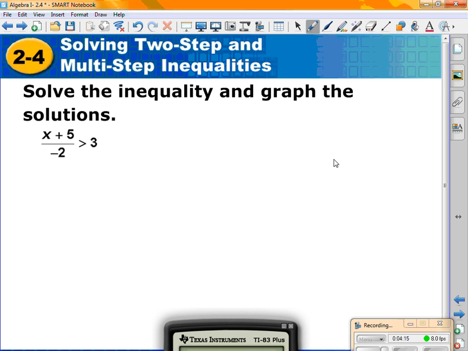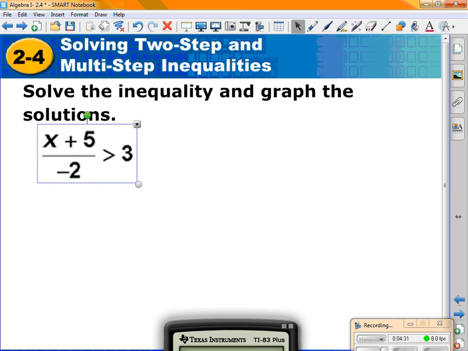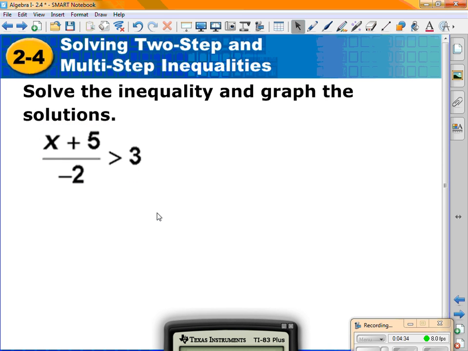A lot of people see these problems and say, I can't do this, automatically, just because you see a fraction in the problem. I have x plus 5 divided by a negative 2 is greater than 3. You do not have to write it like this, but you are going to see it like this. So I would recommend that you write it like this, because if you write it in your notes like this, you're getting used to seeing it like this.